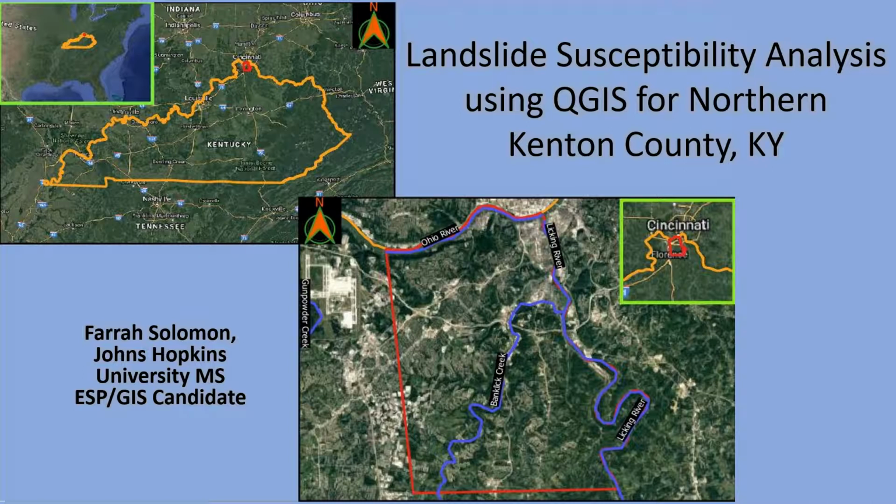Zooming out, we can see that Kenton County is located on the northernmost tip of Kentucky, highlighted in orange in the top left map, which is a part of the contiguous United States, shown in the small top left inset. There are three water bodies that run along or through northern Kenton County, shown in blue, called the Ohio River, the Licking River, and the Bank Lick Creek. I chose this study area because Kenton County is known for its landslides.